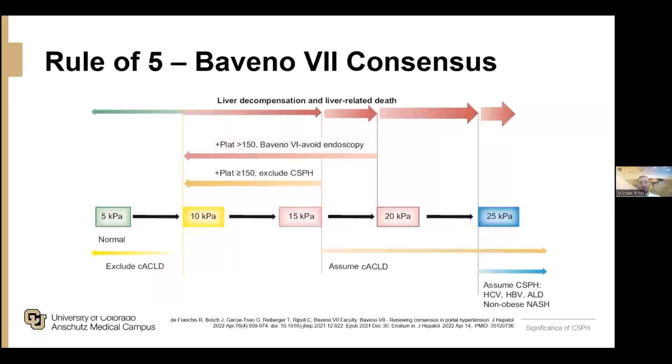Although, as many of you know, you can use a threshold of 20 with a platelet count above 150 to essentially avoid endoscopy, in the sense that it's very unlikely that those patients will have high-risk varices. So this is another way to think about this when applying liver stiffness.